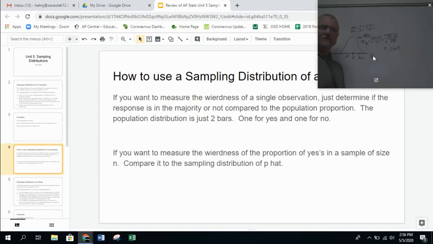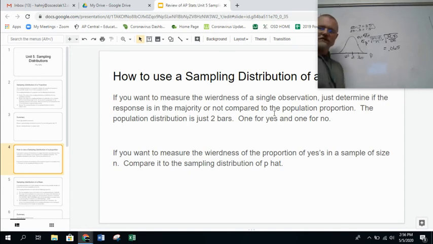How are we going to use it? This is where I talked about it. If I want to talk about the weirdness of a single observation, I just compare it to this population proportion. Are they in the majority or not? Okay, they don't like pizza. Well, only 30% of people don't like pizza. Or they are left-handed. Well, only 10% of people are left-handed. So that's kind of the only way we can do that, using the population distribution. The population distribution of a proportion is just a bar graph with two bars. This is the distribution of a proportion, population distribution. This is at 0.7, this is at 0.3, and this is like pizza, or this is don't like pizza, and this is like pizza. That's the way that works. You can't even see what I have there, but it's two bars.